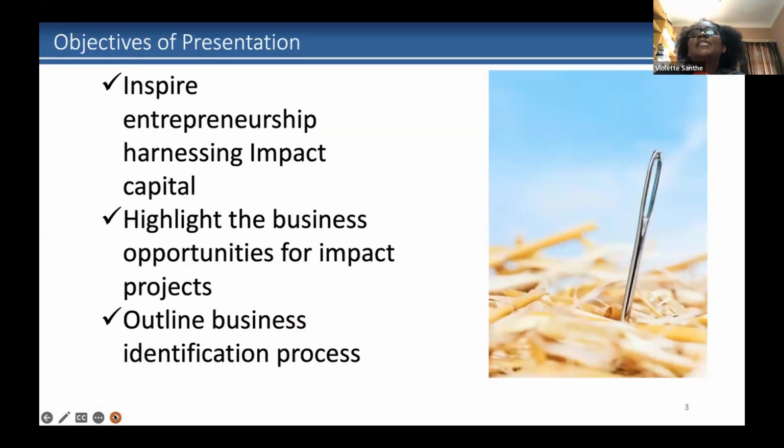When I was working on this presentation, I decided that the objectives should be to inspire entrepreneurs in harnessing impact capital. Also, I believe the startups are going to see the business opportunity for impact projects. And lastly, we're also going to outline a business identification process.